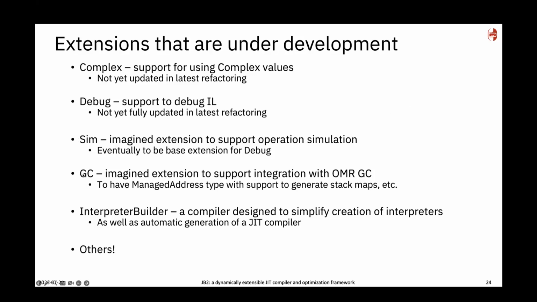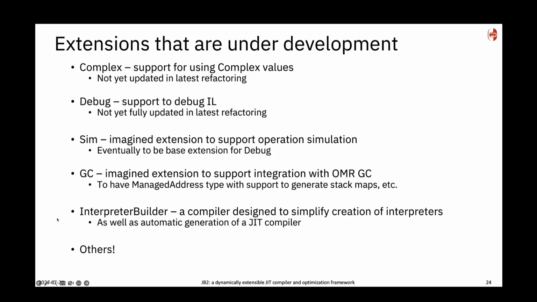A GC extension is one that I've been wanting to do for a long time, but just haven't gotten around to. It's basically support for integration with the OMR GC or another garbage collector. The idea would be to introduce a managed address type, which you could then allocate objects of, and that would be managed by the GC. And so you'd know to generate stack maps and other things, register maps, I guess, in principle too. This would require a lot of integration with the OMR compiler as well in order to get that working, and that's not a path that I've gone down yet, but it's a direction that I'd like to get into.